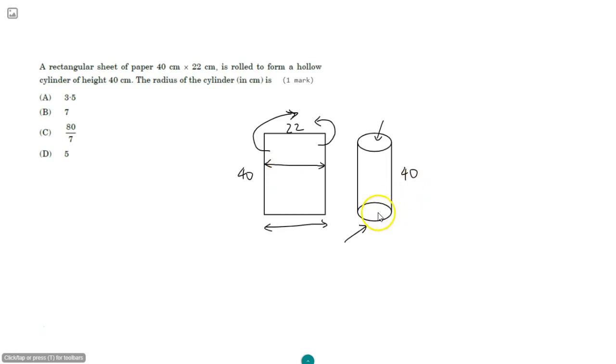So you can say if the radius of the base is r, the circumference 2 pi r is equal to 22, right? So if you use pi is equal to 22 by 7, 2 into 22 by 7 into r is equal to 22, and if you simplify, you will get r is equal to 7 by 2 or 3.5. So A is the right answer.